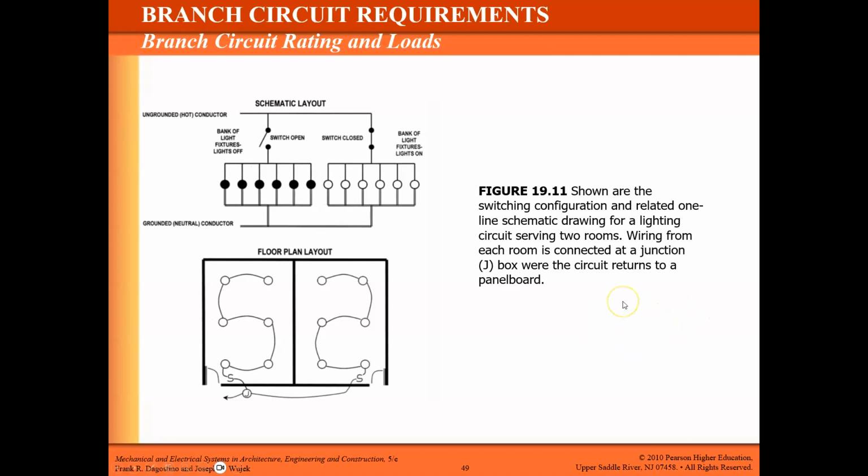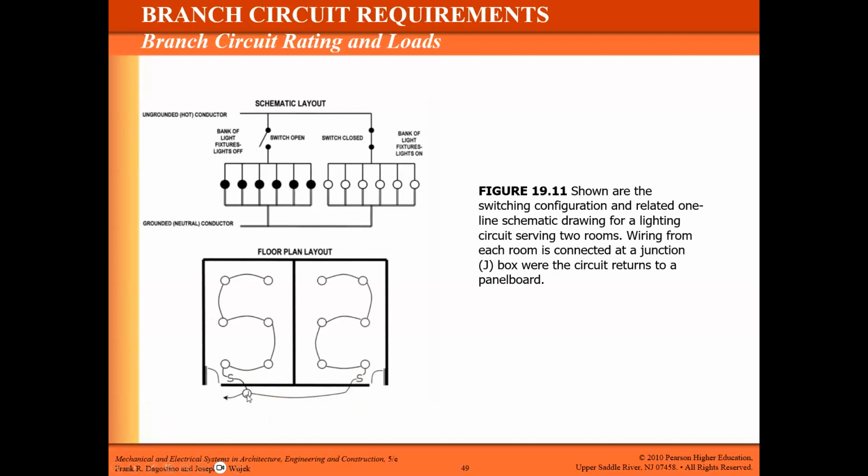Each room has 6 lights in it. And the way that typically works, and the way we're going to typically show this on a plan, is we have a separate junction box that is going to receive the power from the panel. And then from that, it's going to split out to 2 separate switches.